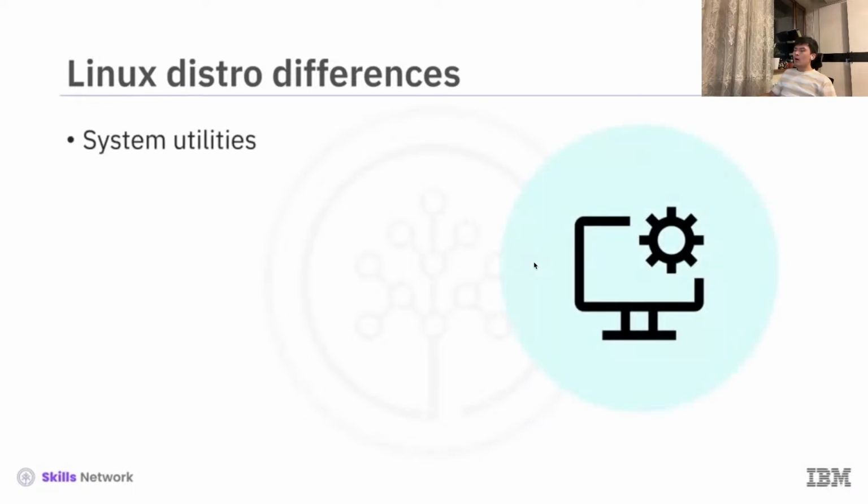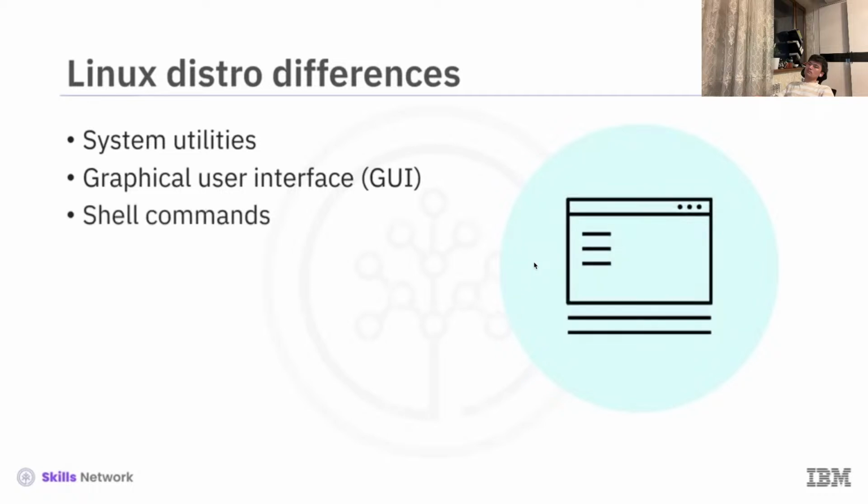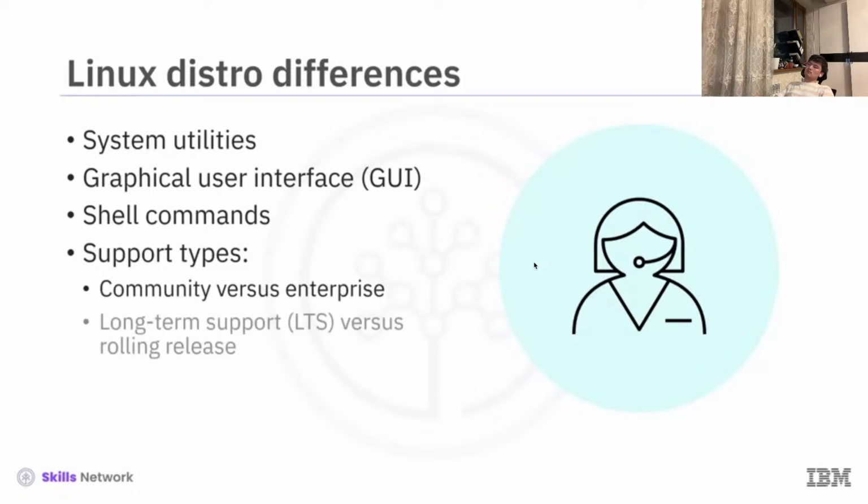Each Linux distro includes a unique set of default utilities that are part of the operating system, such as commands and applications that come pre-packaged with the distribution. Each distro has its own graphical user interface, or GUI, that you use to interact with the operating system. Each distro supports a specific set of commands that you can use in a shell, a window for entering and receiving output from commands. And lastly, each distro provides differing levels of support. It could be developed and managed as a community-backed project or maintained by a commercial enterprise. And it could be a long-term support version, or LTS, or a rolling release, where stable package updates are released on a rolling schedule.